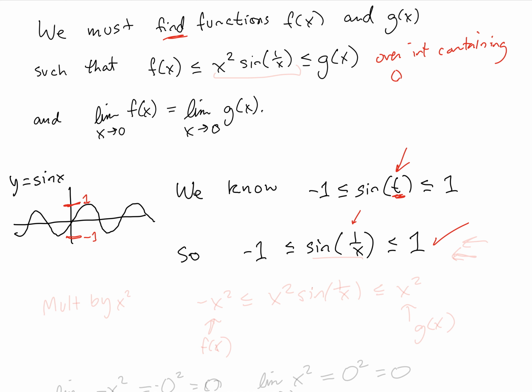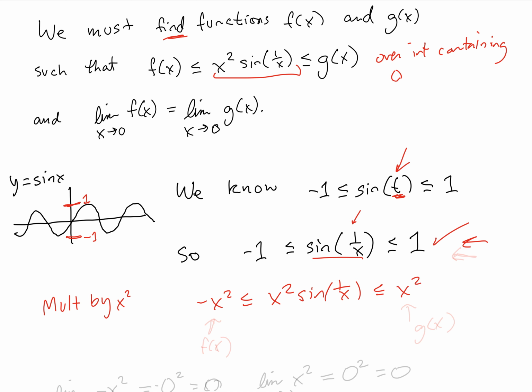Now what do we need to do? We need to make this expression right here look more like this expression right here. So we've already got the sine of 1 over x. To make that look more like the function we're actually interested in, we can multiply that inequality by x squared. And so now we've got -x squared is less than or equal to x squared sine of 1 over x, which is less than or equal to x squared.